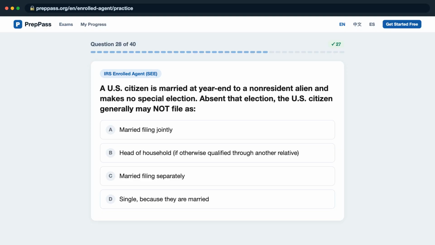Question 28. A U.S. citizen is married at year-end to a non-resident alien and makes no special election. Absent that election, the U.S. citizen generally may not file as, is it A, married filing jointly? B, head of household, if otherwise qualified through another relative? C, married filing separately? D, single, because they are married?